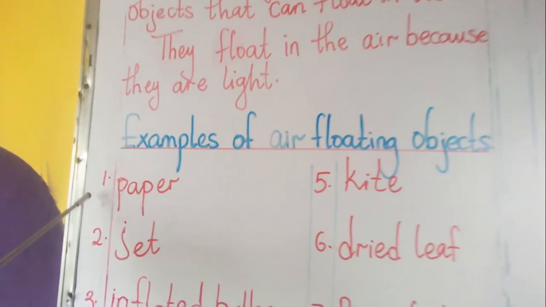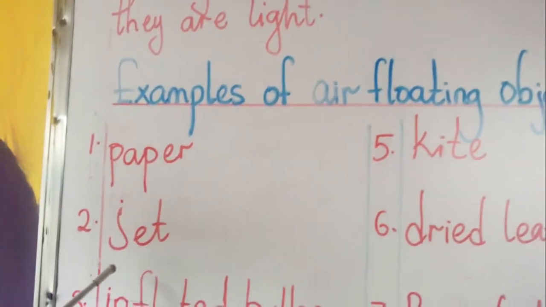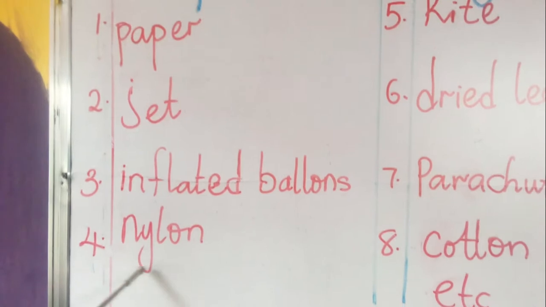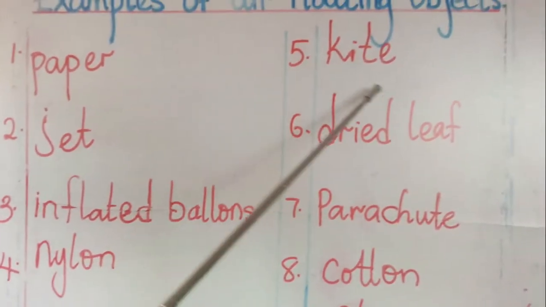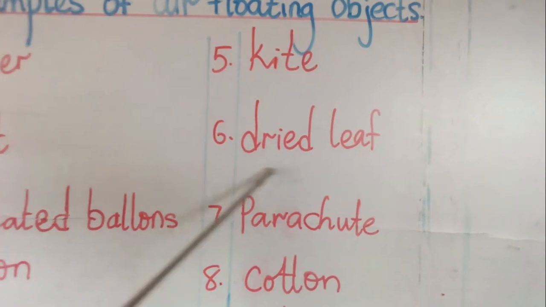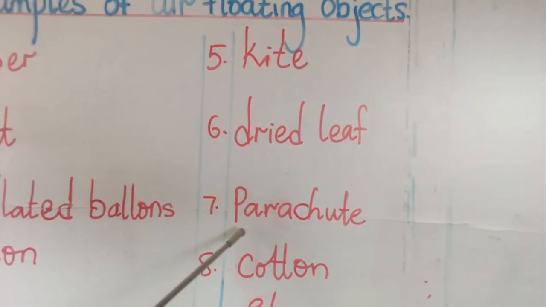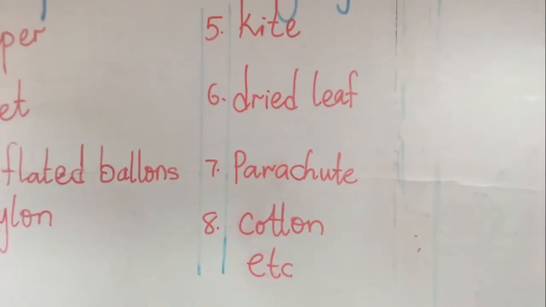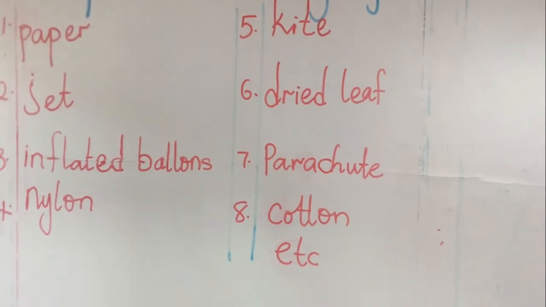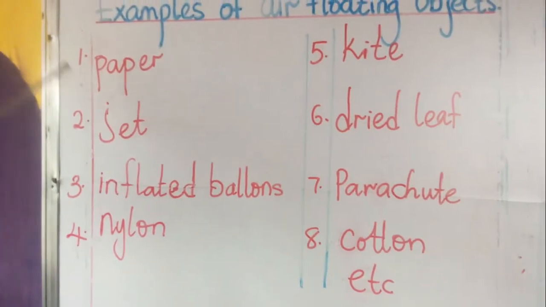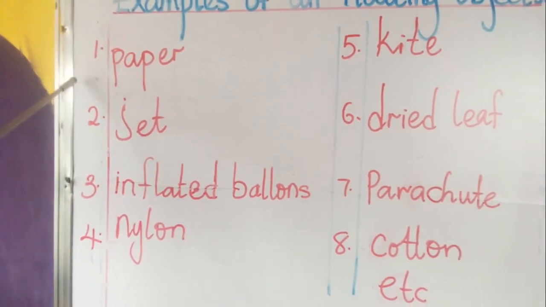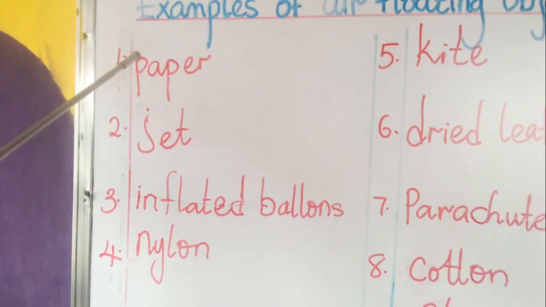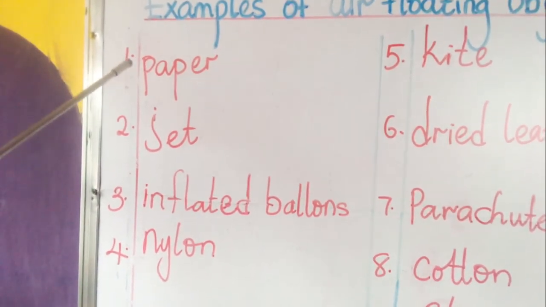So examples include the paper, the jet, inflated balloon, nylon, kite, dried leaf, parachute, cotton. All these objects can fly in the air. For instance, I'm not referring to a book, because if you put a book down, it won't float. But if it's a piece of paper, when the wind blows, you can see the wind blow the piece of paper and it flies.